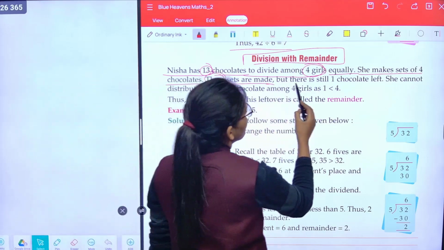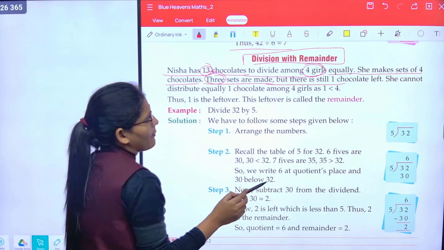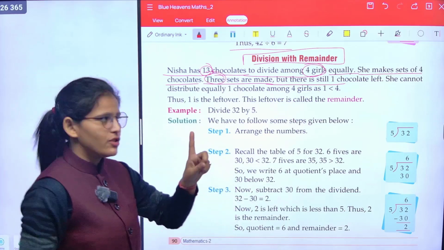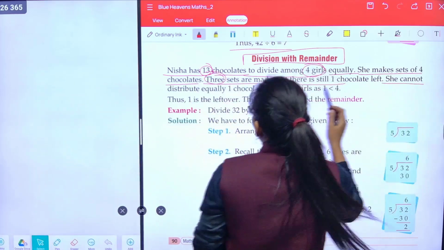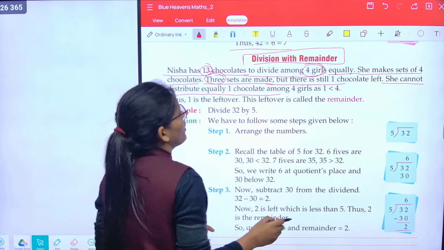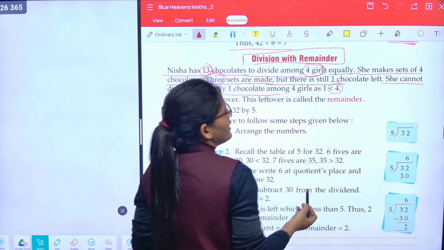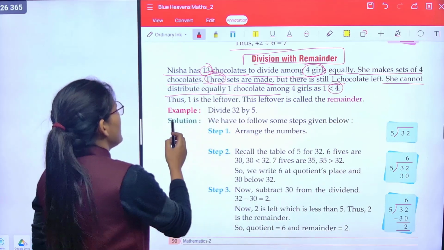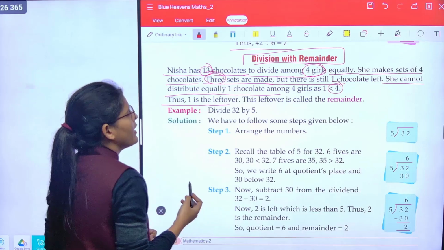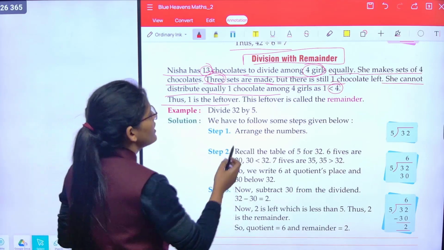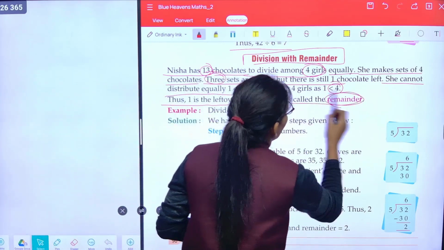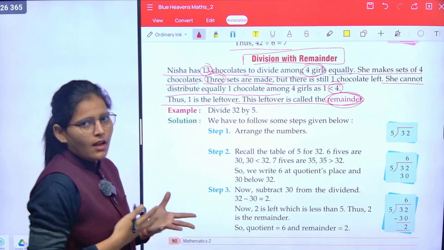But there is still 1 chocolate left. और उसके पास एक चॉकलेट बच गई. Now she cannot distribute equally 1 chocolate among 4 girls as 1 is less than 4. Thus 1 is the leftover. 1 क्या हो गया हमारा बच गया, leftover. This leftover is called remainder. जो left होता है हमारे पास वो क्या होता है, remainder.